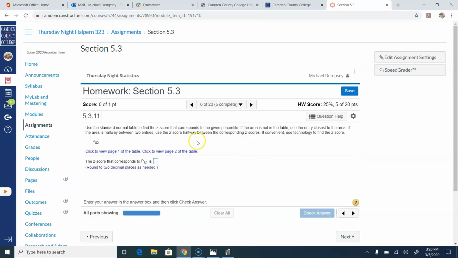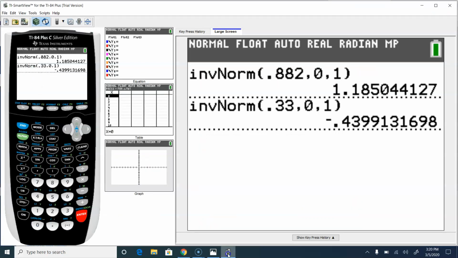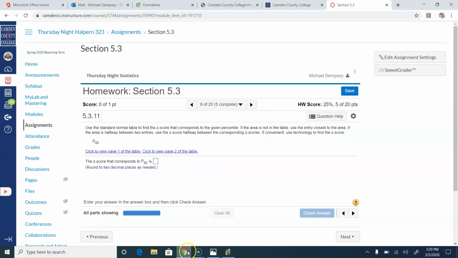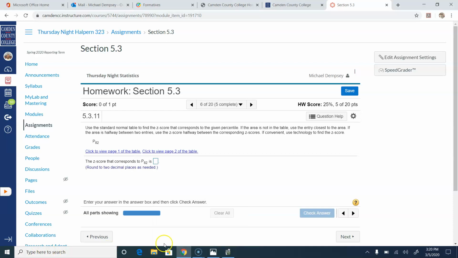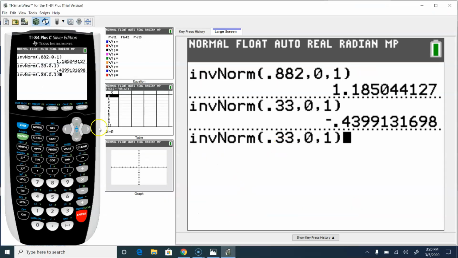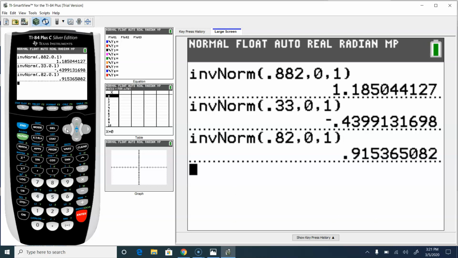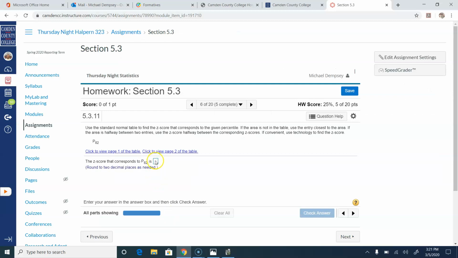Let's have a look at 6. P82, so that's the 82nd percentile. So pretty easy. Second enter on that. This time it's going to be 82, I believe, right? So we just arrow back. 0.92. 2 decimal places.